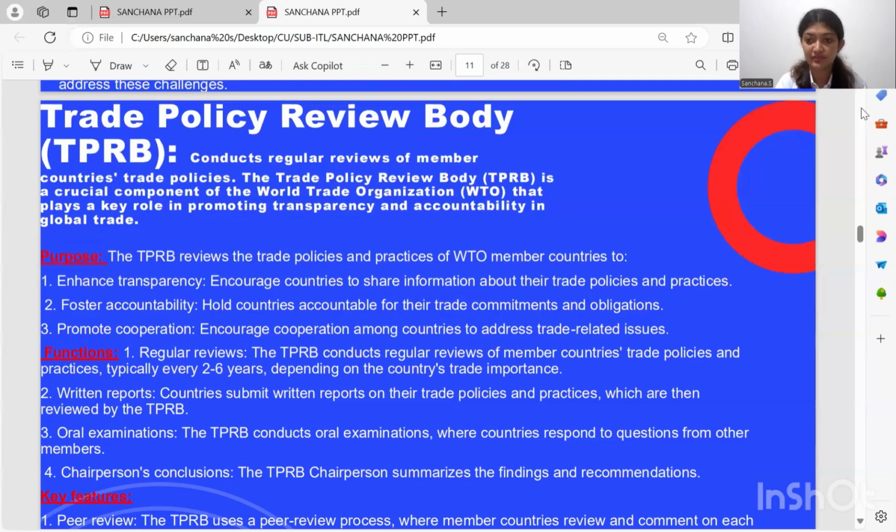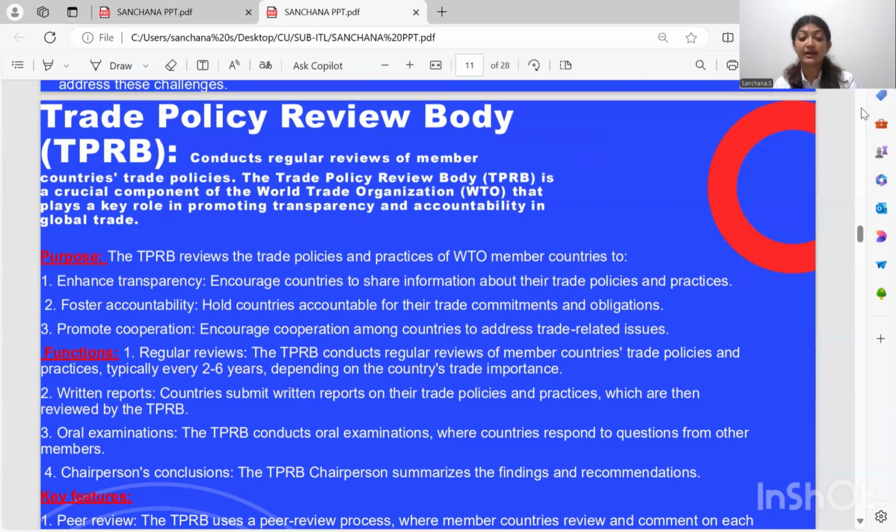Hence, the purpose of the Trade Policy Review Body: it is to enhance transparency, foster accountability, and promote cooperation, and to hold countries accountable for their trade commitments and obligations, encourage cooperation among countries, and address trade-related issues.